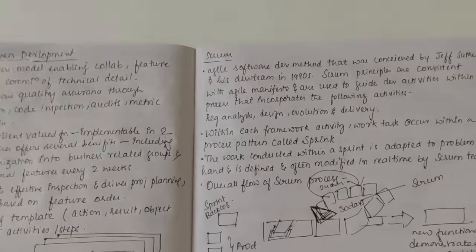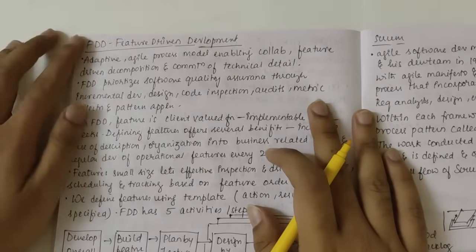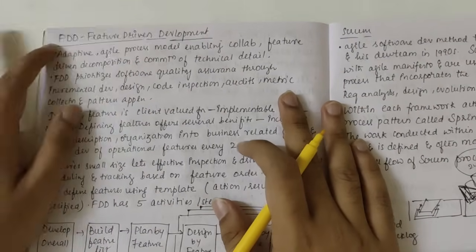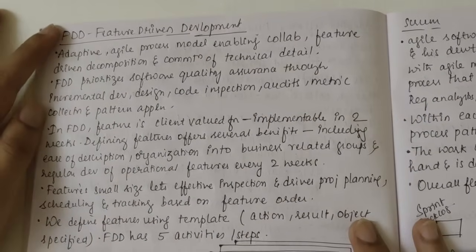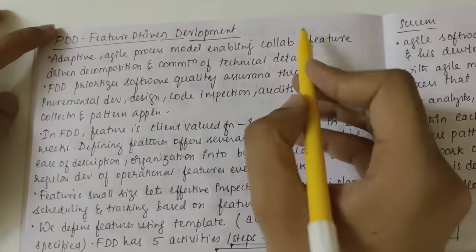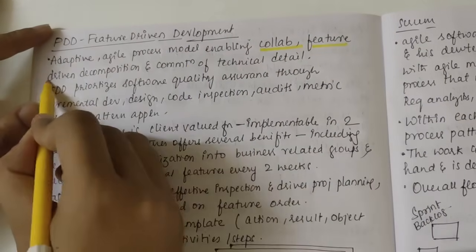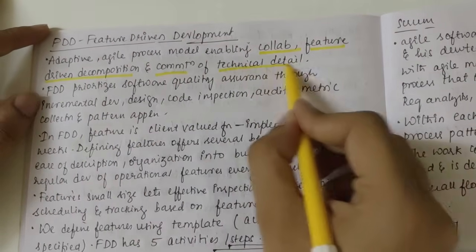Let's move on to the next topic, that is FDD, feature driven development. Either ASD or FDD, one among them would be asked. Okay, so FDD is an adaptive agile process model enabling collaboration, feature driven decomposition and communication of technical detail.